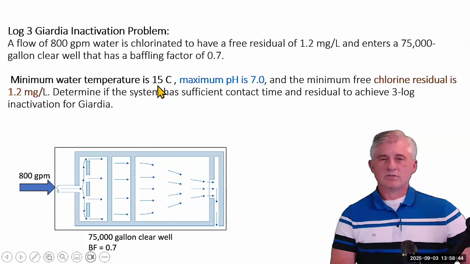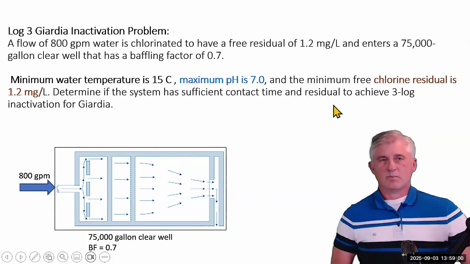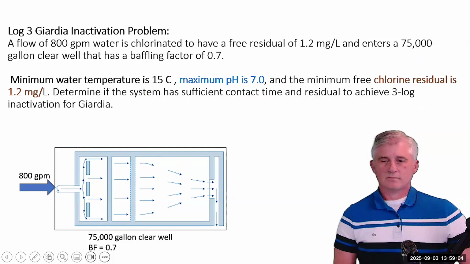The minimum water temperature is 15 degrees Celsius, and the maximum pH is 7.0. So remember, those are things that we need. We need all these things from our table. The minimum free chlorine residual is 1.2. Determine if the system has sufficient contact time and residual to achieve 3-log inactivation for Giardia.